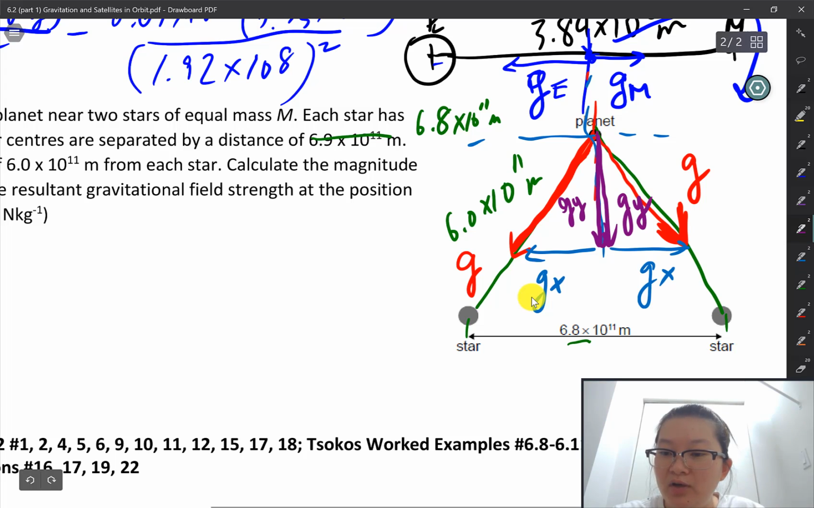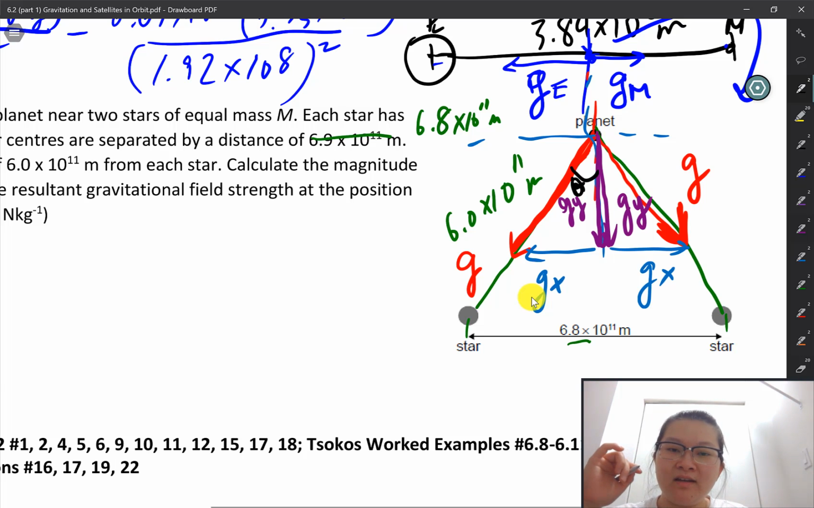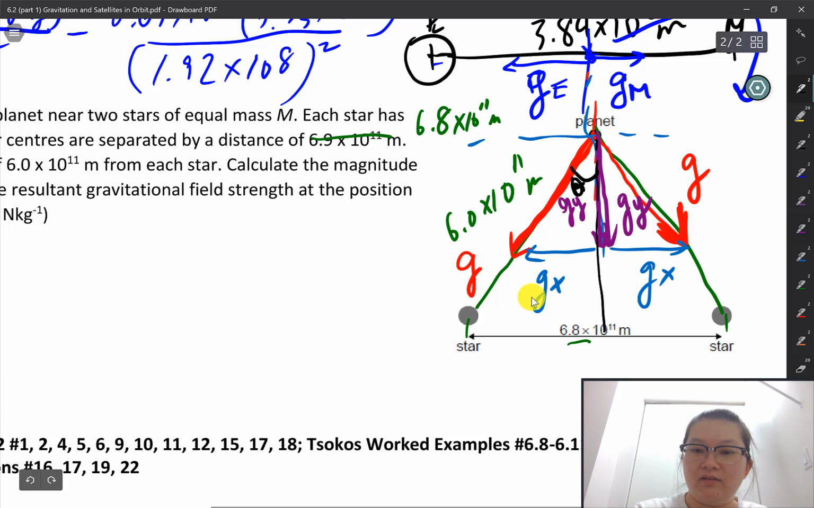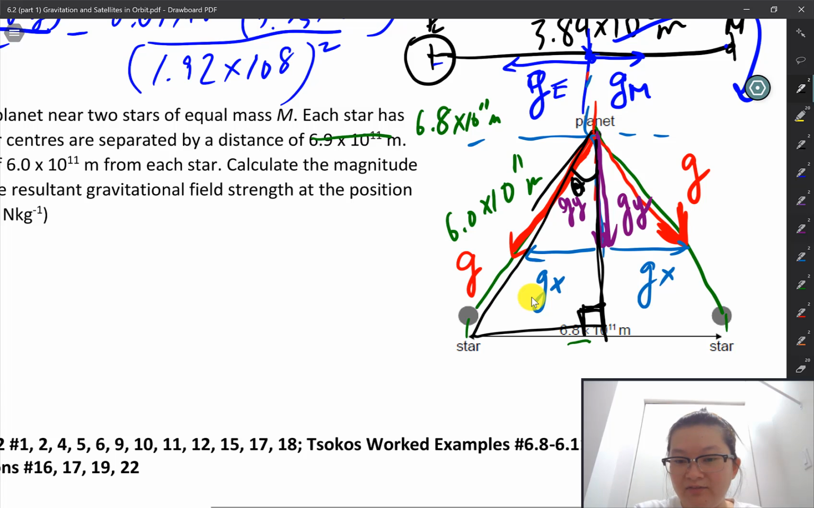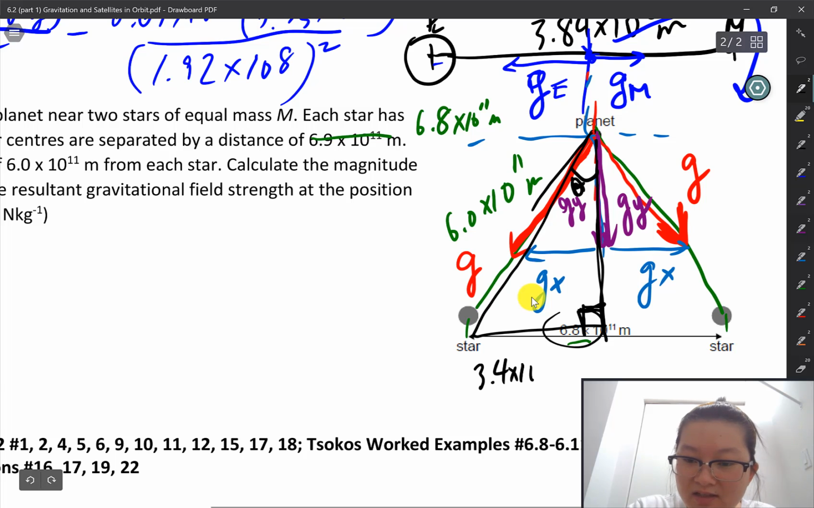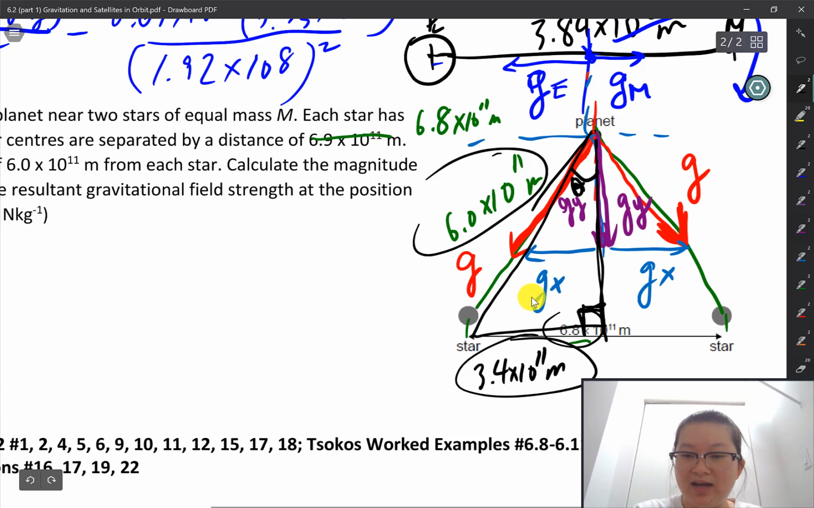To find the gy component, we need to know this angle over here. This angle is going to tell us the component that we need. To find that angle, we need to look at this as a right triangle. So I'm going to divide the triangle in half, in which we have a right triangle here, and the base is going to be half of 6.8, which is 3.4 times 10 to the power 11 meters. I have the hypotenuse and one side, so I can use that to figure out that angle up there.